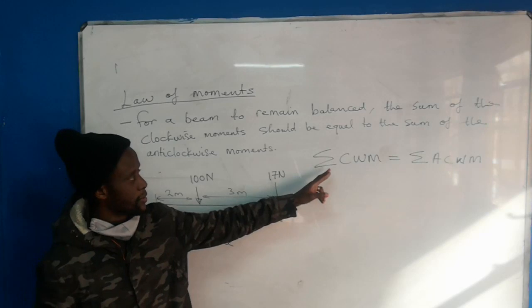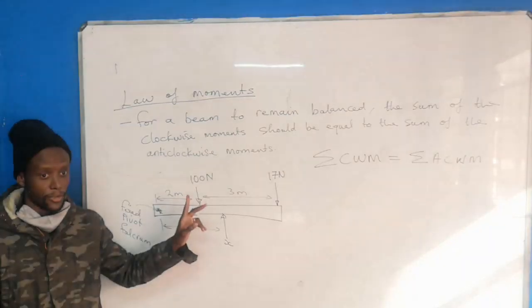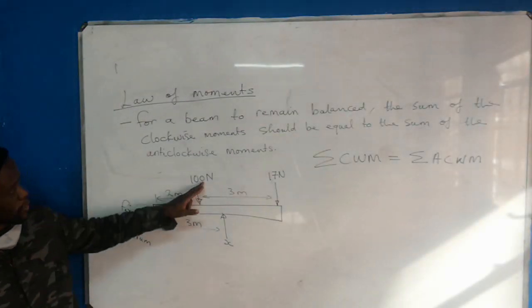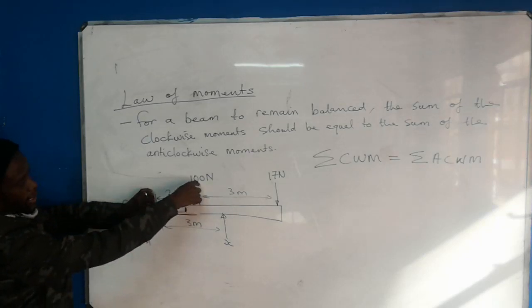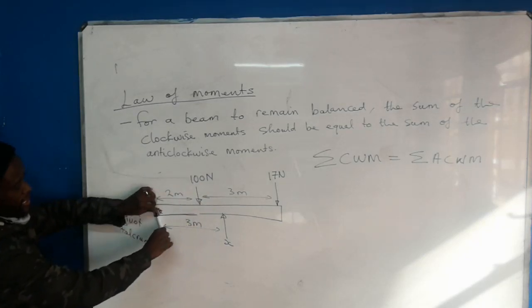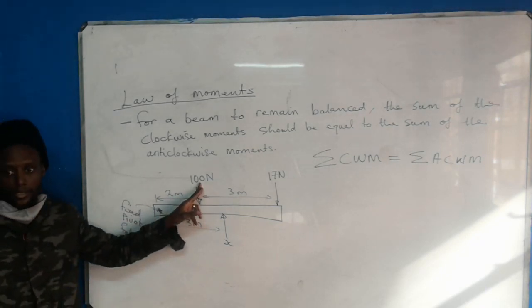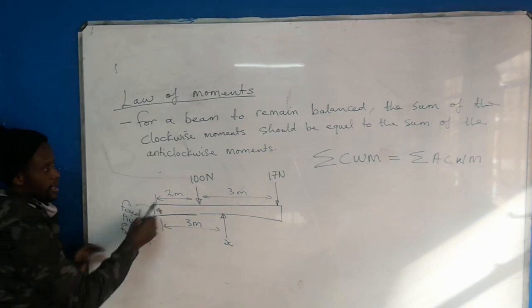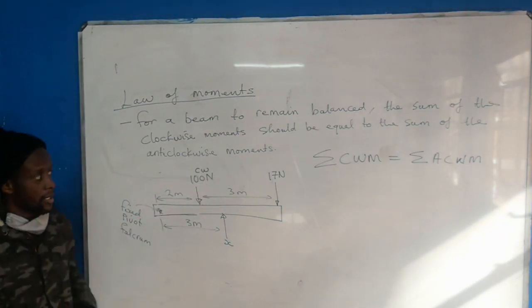So, what you do, you start identifying those forces. Remember, X is a force. We don't know how much it is. So you start asking yourself, if I've got 100 and this is my turning point and 100 pushes in this direction, this beam will rotate in that direction. Is this clockwise or anti-clockwise? The same direction the clock rotates, this will belong to the clockwise.